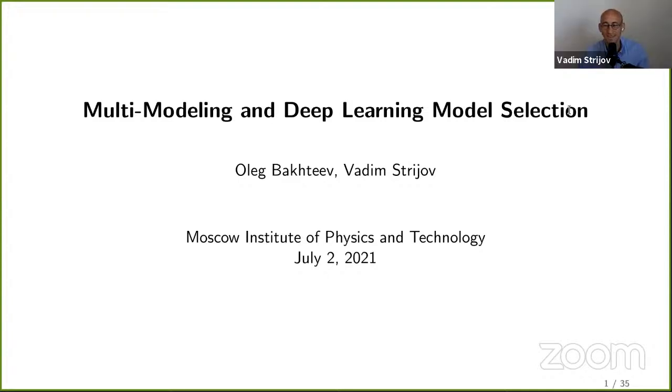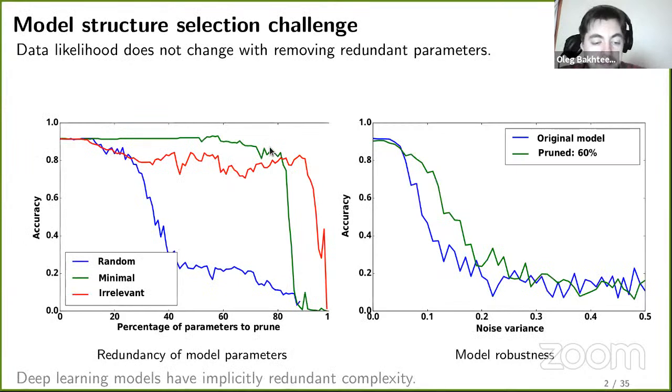Okay. Hello, my name is Oleg Bakhteev. Today I will talk about Bayesian selection of deep learning model structure. We consider the problem of deep learning model structure selection. The main task is to propose some criteria of optimal and suboptimal complexity of the model, as well as a method for model selection. One of the main problems with deep learning models is their implicit complexity.